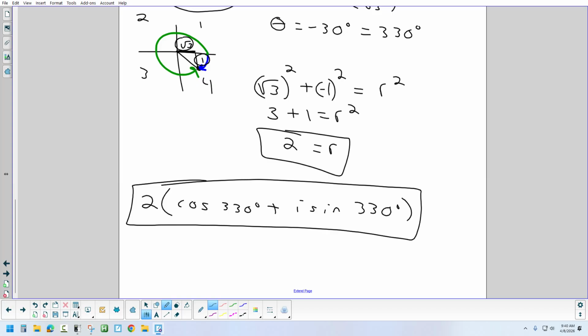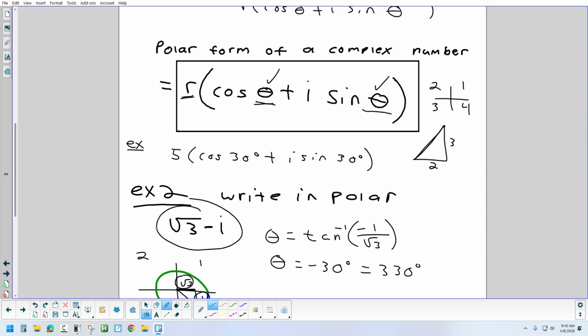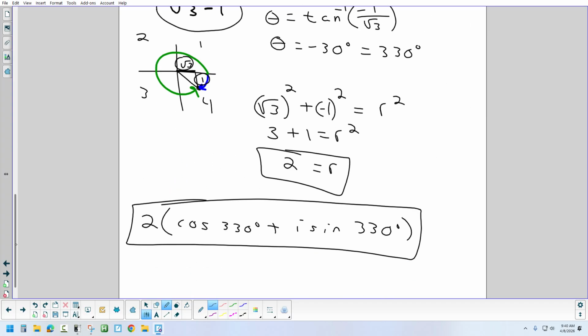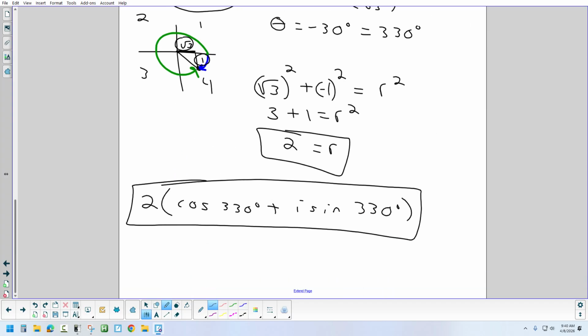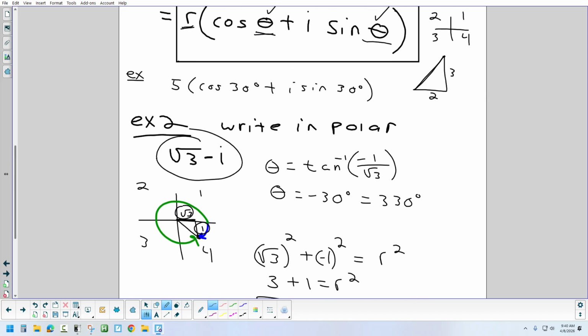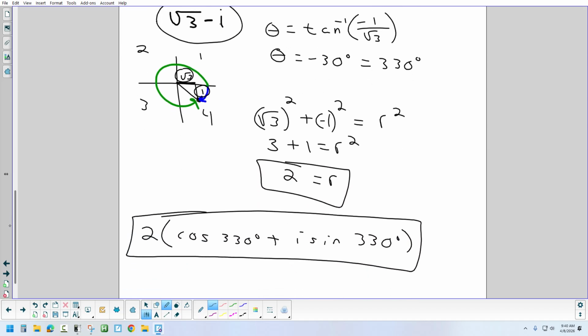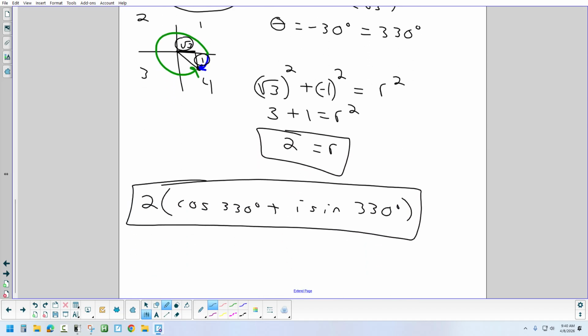If you did this out, and you said, well, I'm going to take the cosine of 330 and then multiply by 2, what you'd be doing is changing it back to the original problem. So you'd be changing it back to what you started with. Okay? And same thing here. If you took the sine of 330 and multiplied it by 2 and then by I, you would be changing it back to negative I. Okay? So if you want to check your answer, you could do it out. But that's how you want to leave the final answer.